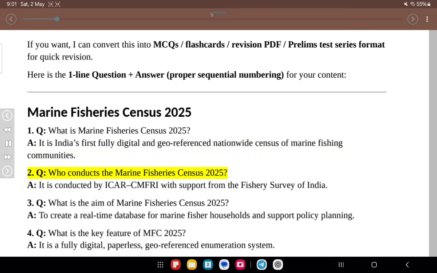2. Q. Who conducts the Marine Fisheries Census 2025? A. It is conducted by ICAR-CMFRI with support from the Fishery Survey of India. 3. Q. What is the aim of Marine Fisheries Census 2025? A. To create a real-time database for marine fisher households and support policy planning.